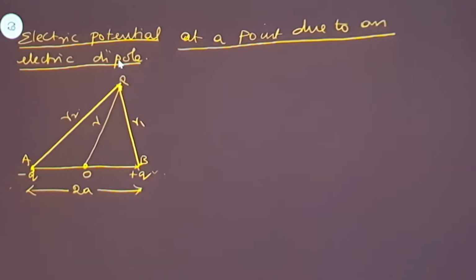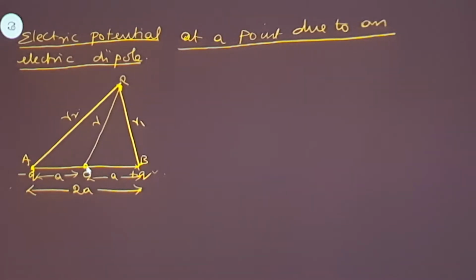So due to an electrical dipole, how can you calculate the electrical potential at a point P? For that I have drawn a diagram here. See, a simple diagram. Consider an electrical dipole having charge minus Q at A and plus Q at B, separated by a small distance 2A. Let O be the center point or the origin, so that this distance is A and this is also A.